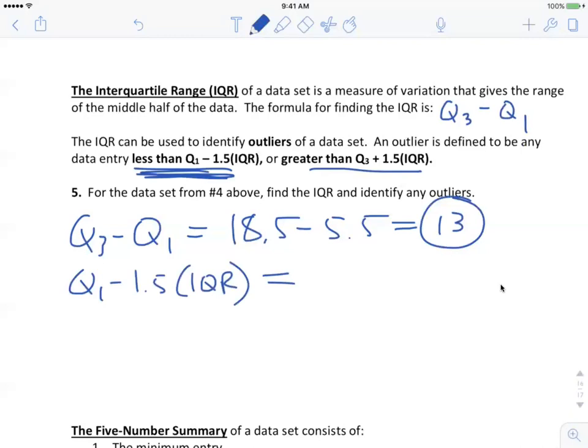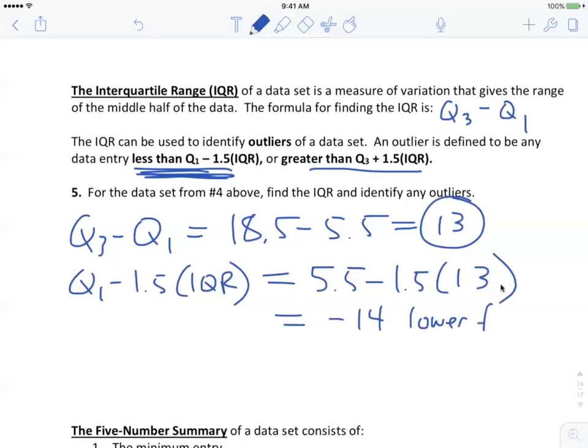So Q1 is 5.5 minus 1.5 times the IQR, which we already found to be 13. Okay, and if I do this on my calculator, remember order of operations, do the multiplication first, or if you just type it all at once in your calculator, it'll probably figure it out. But you should be getting negative 14. This is what's called a lower fence. And it's a marker. Anything below negative 14 in the original data set would be an outlier.